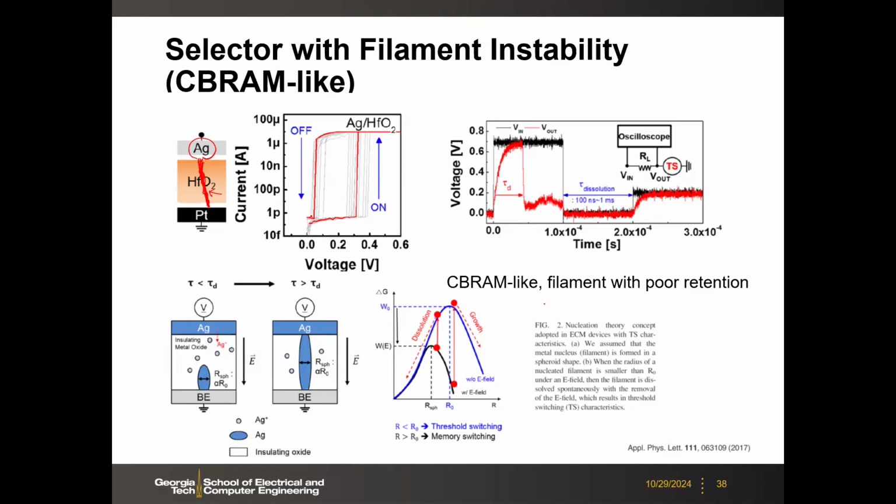Okay. From the nominal behavior, it looks good. I mean, the on-off ratio is pretty large. Let's say the N, the nonlinearity ratio, is pretty large. Right? But then the reliability may not be good.